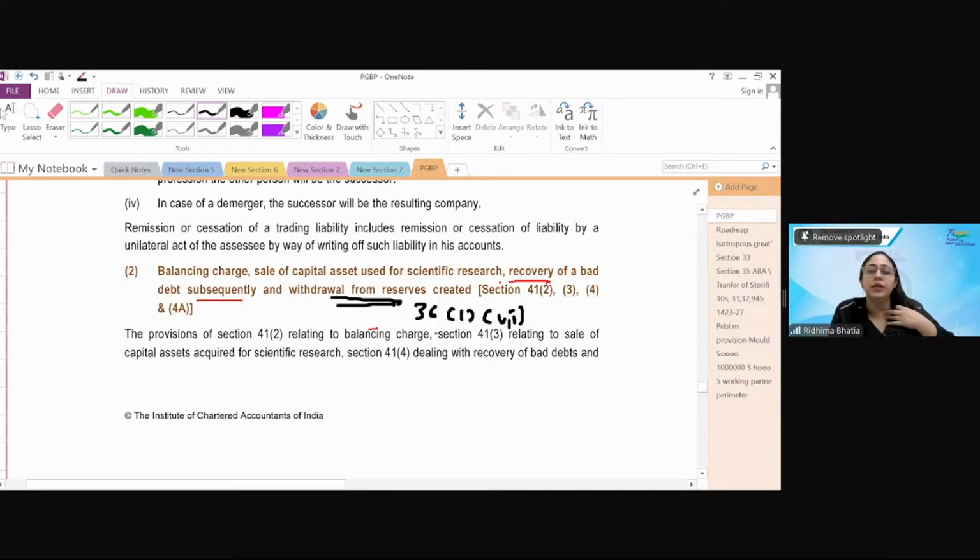That would be treated as income, because it was reduced from profit. While you were transferring it, when you are withdrawing it, naturally it would be treated as income. But remember, this is only when you have claimed the deduction on transferring. If you have not claimed the deduction on transferring, then the point of treating it as income does not arise. Perfect.